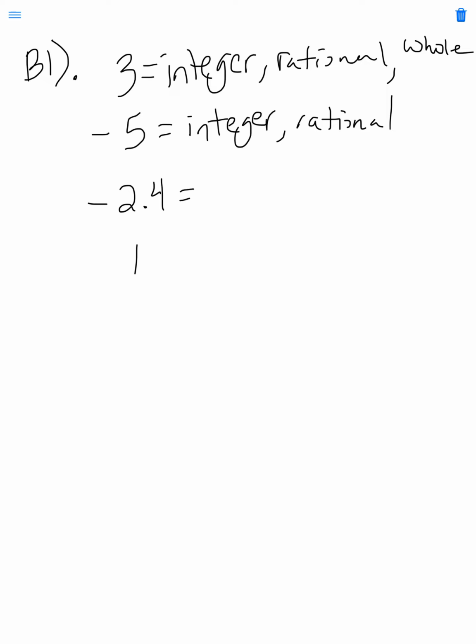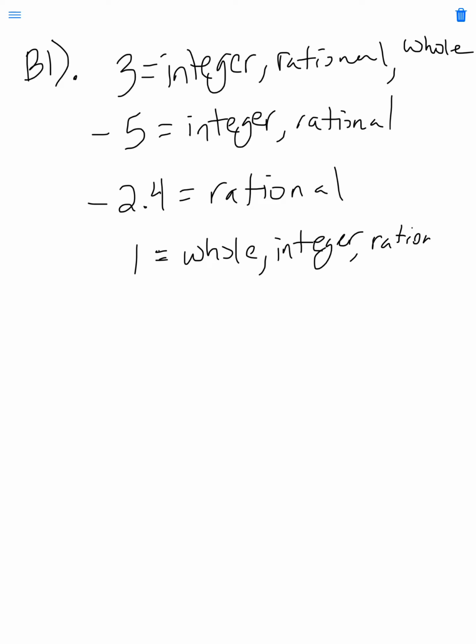-2.4 is a decimal. And remember, decimals are not integers. Decimals are rational numbers. And of course, 1 here is whole. It's also an integer, and it's also a rational number.